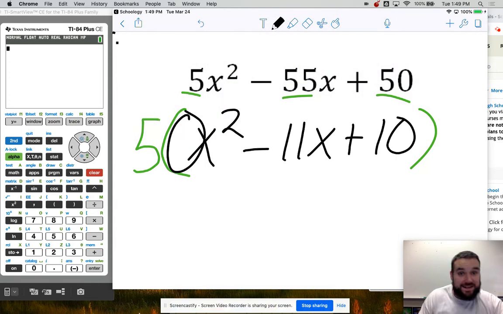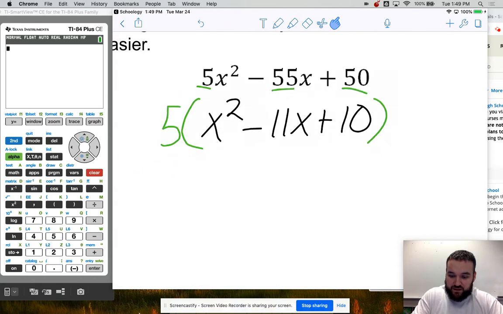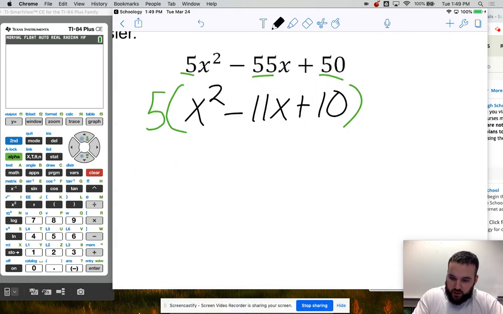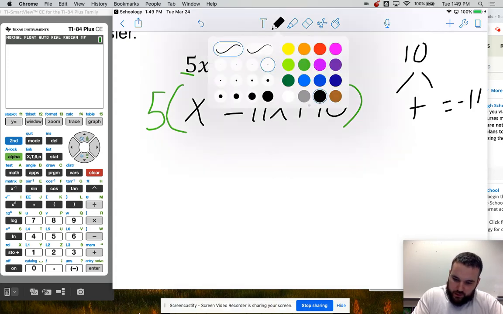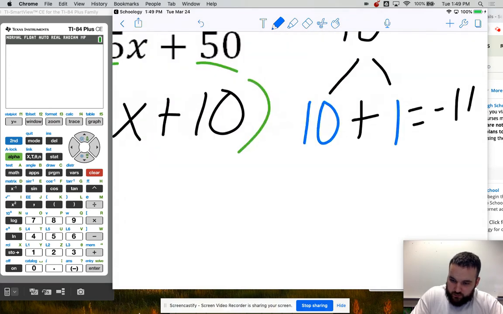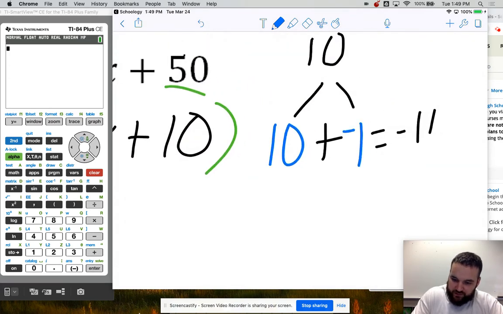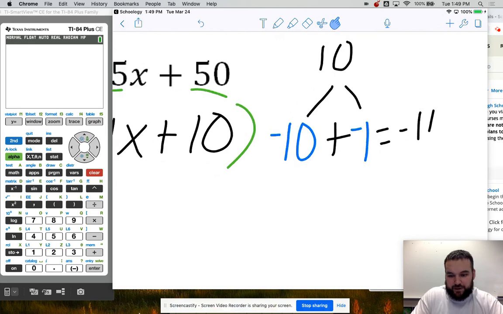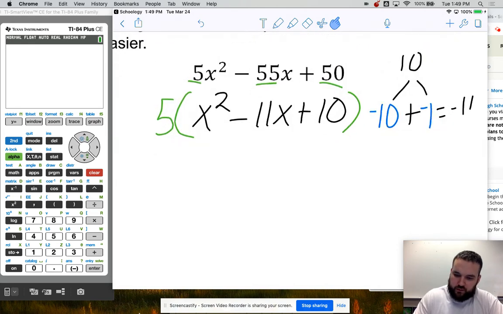But guess what? Now there's no number in front of x squared, so I don't have to do the AC method. I can just ask myself, all right, what multiplies to C and adds to B? If it's going to multiply to 10, in this case it's going to be 10 and 1 because I need to make 11, but I actually need to make it negative 11, so I make both of those numbers negative.